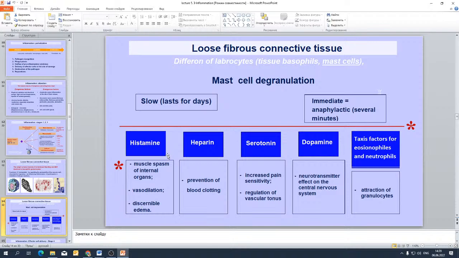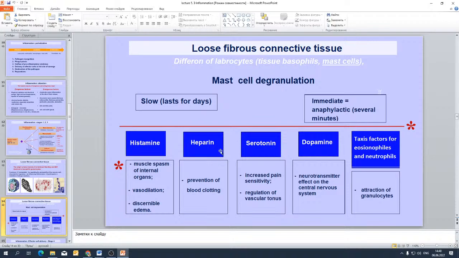For example, histamine causes muscle spasm of internal organs. Or, for example, you remember about bronchi. A patient has bronchial asthma, an allergic reaction, and this forms spasm of the bronchi. But if we discuss vessels, this forms vasodilatation. And after histamine, a discernible edema forms.